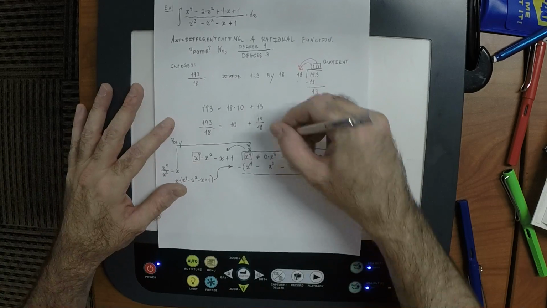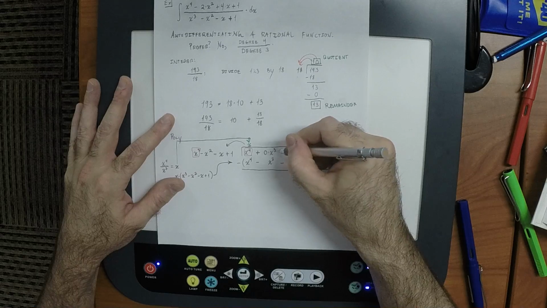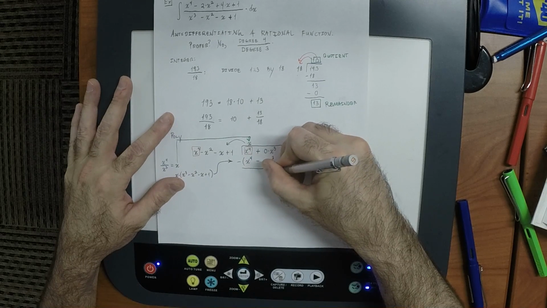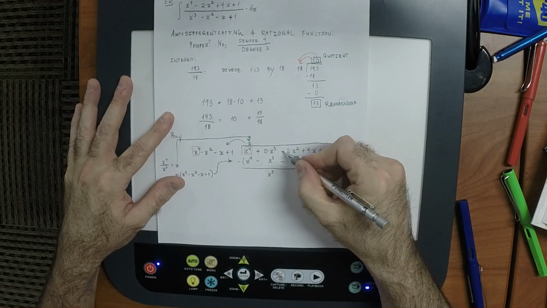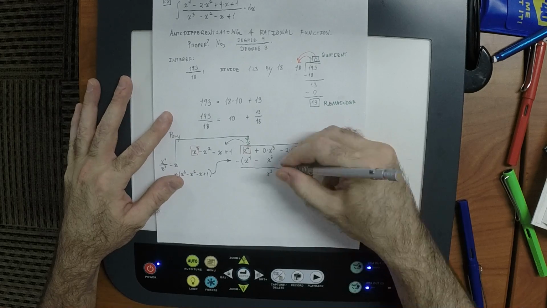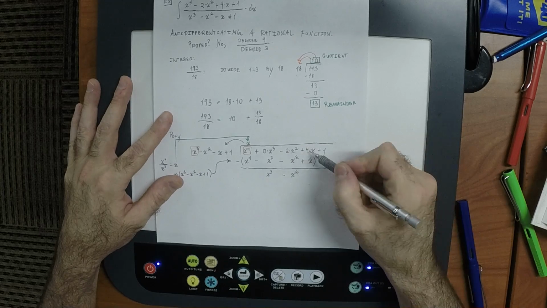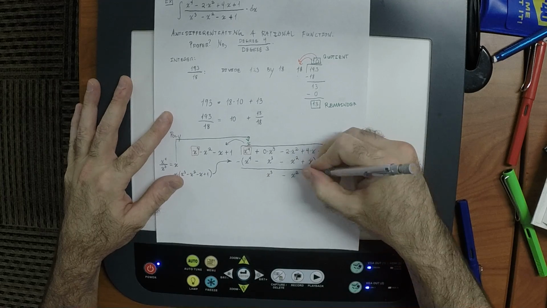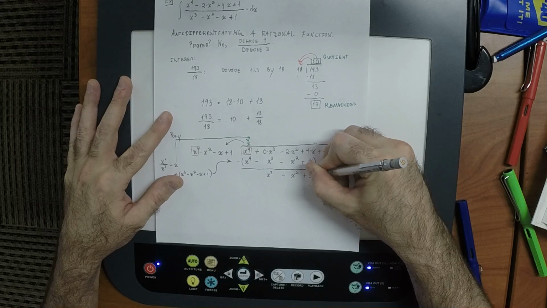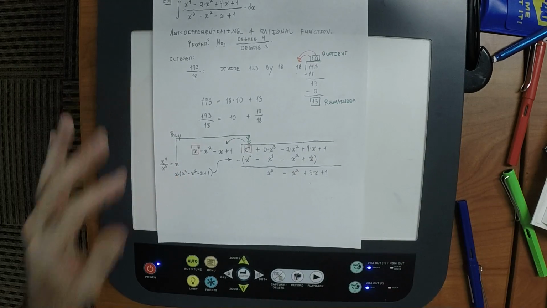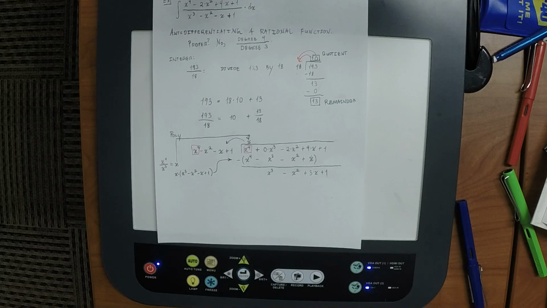Okay, so doing that, subtracting that, 0x cubed minus a negative x cubed gives a single x cubed. Negative 2 of those minus a negative 1 gives minus x squared. 4 of those minus 1 of those gives 3 of those. And then carry down the 1. Any questions so far?